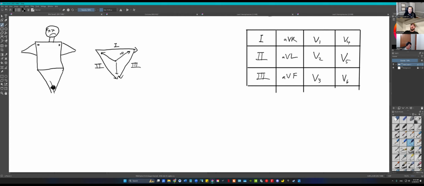AVR, AVL, AVF. So these are virtual leads. Pretty neat, right? All right, so I'm gonna move something here. We'll come back to that circle in a little bit.